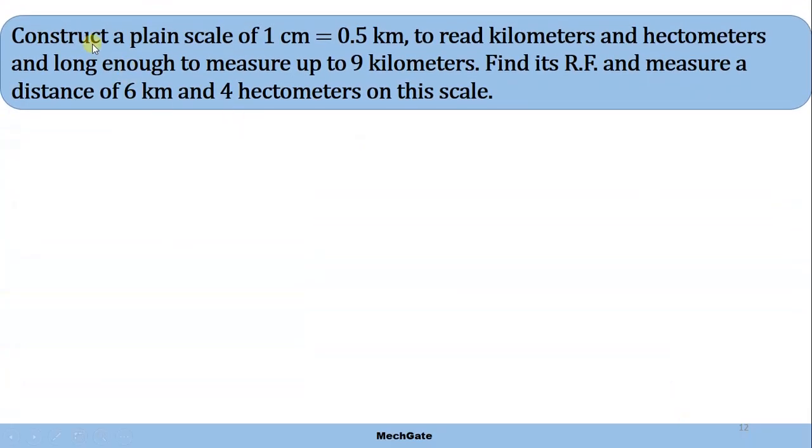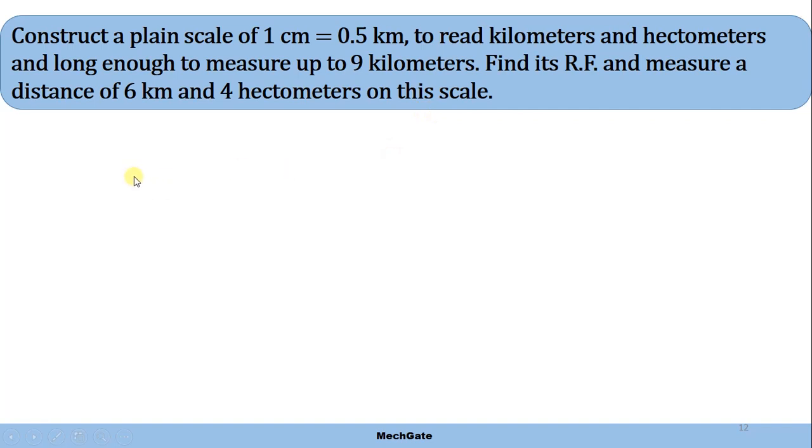So the problem statement is: construct a plain scale of 1 centimeter equal to 0.5 kilometer to read kilometer and hectometer. Which two units do we have to represent using the plain scale? Kilometer and hectometer. So we know the relation: 1 kilometer is equivalent to 10 hectometer, and it is long enough to measure up to 9 kilometer. So the maximum distance to be measured is 9 kilometer. Find its RF and measure a distance of 6 km and 4 hectometers on this scale.